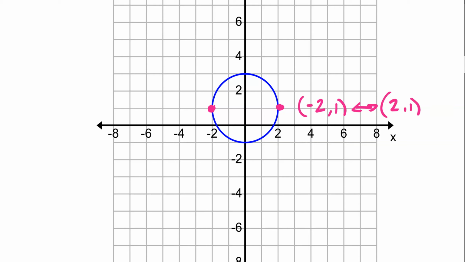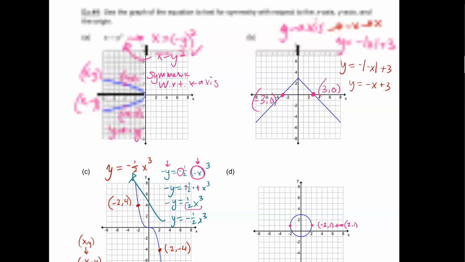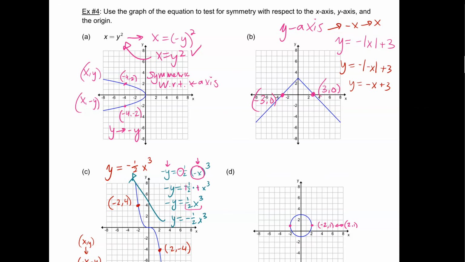This isn't a function. Yeah, I know. It said, "graph of the equation." It didn't say function, just said equation.